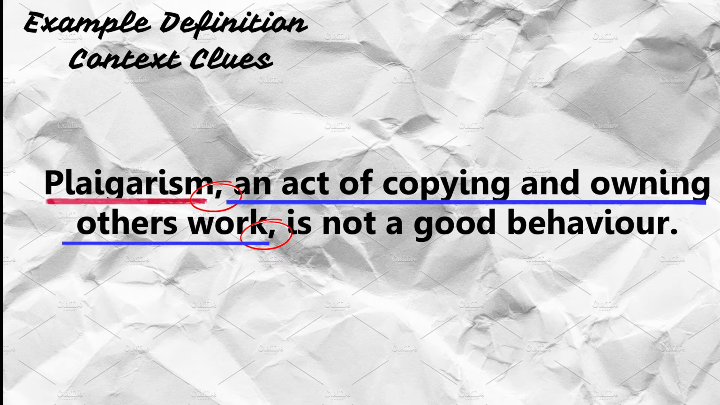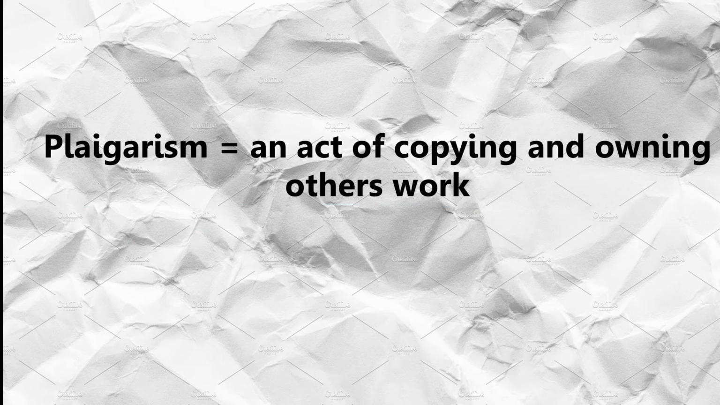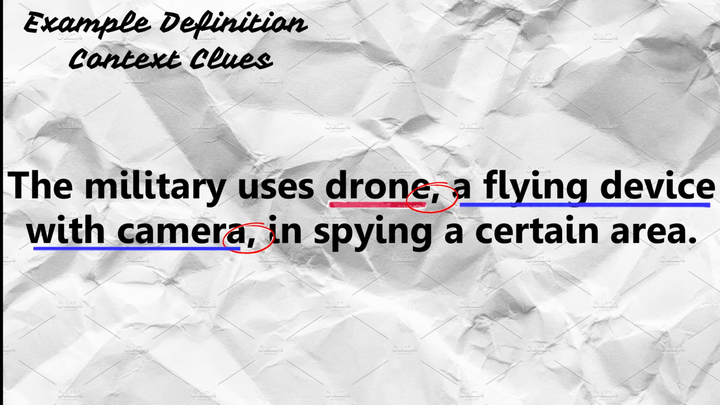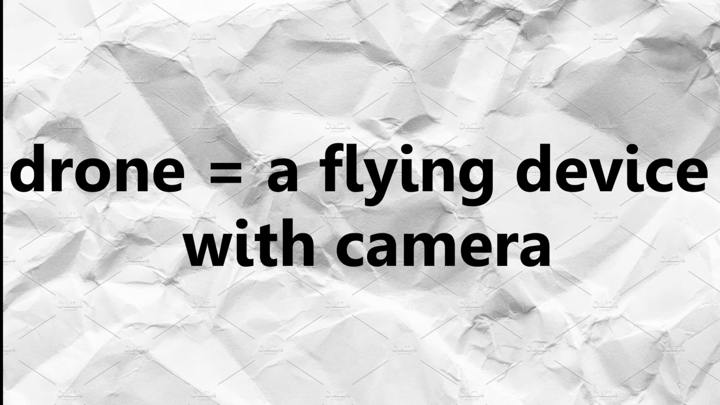Among the context clues given, definition is really the easiest one. In the sentence, plagiarism is defined as an act of copying and owning others' work. Next, we have the military uses drone, a flying device with camera, in spying a certain area. In this sentence, we have the underlined word drone. And we also have the clue signified by the 2 commas. Drone is defined here as a flying device with a camera.